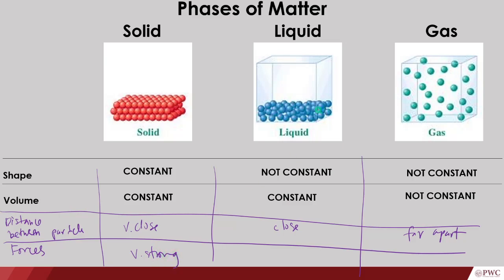And for liquids, the force between the particles is also strong, but not that strong compared to the forces in solids. And for gases, the attractive forces between the particles must be very weak. So these are the differences between the particle models of solids, liquids, and gases.